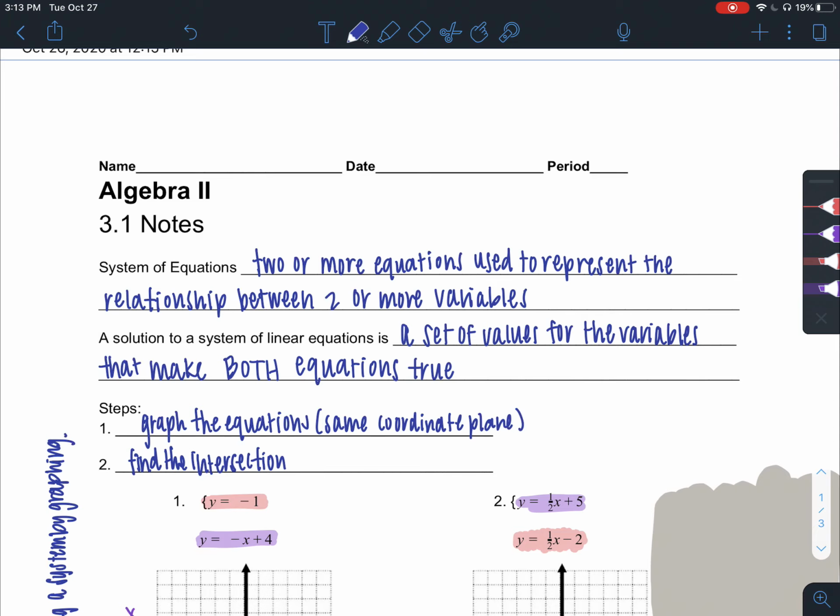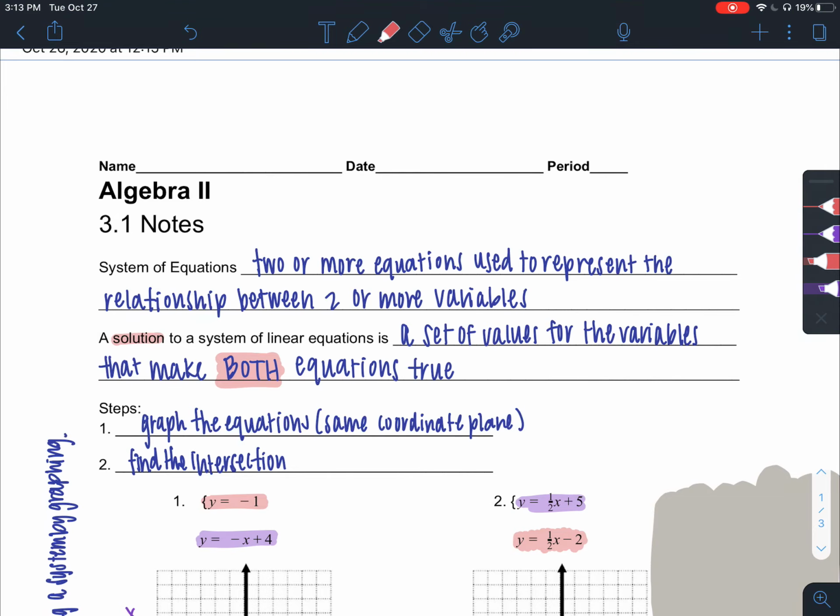So, a system of equations is when you have two or more equations used to represent the relationship between two or more variables. Okay? And then a solution to a system of linear equations is a set of values for the variables that make both equations true. So that keyword there is both, and that's a solution to that.